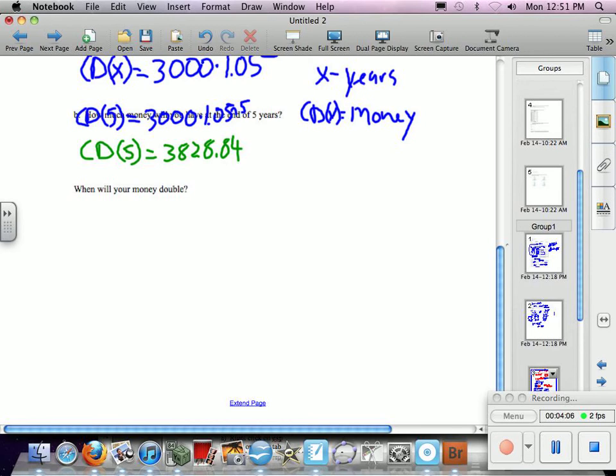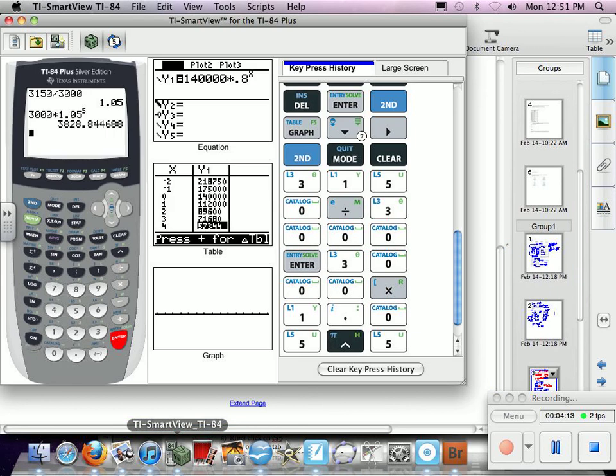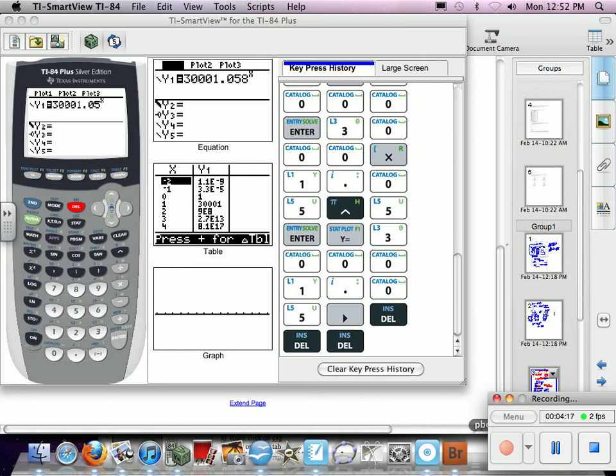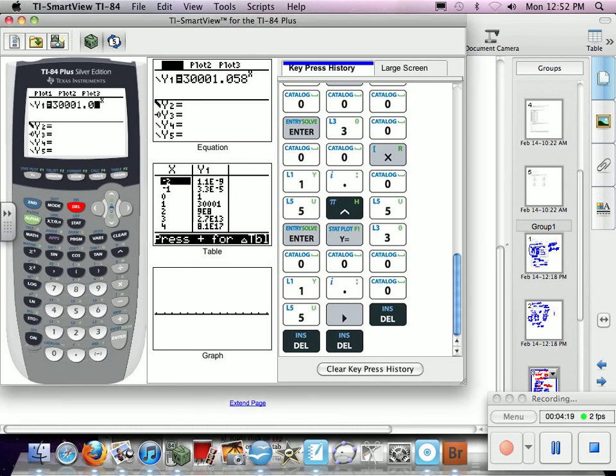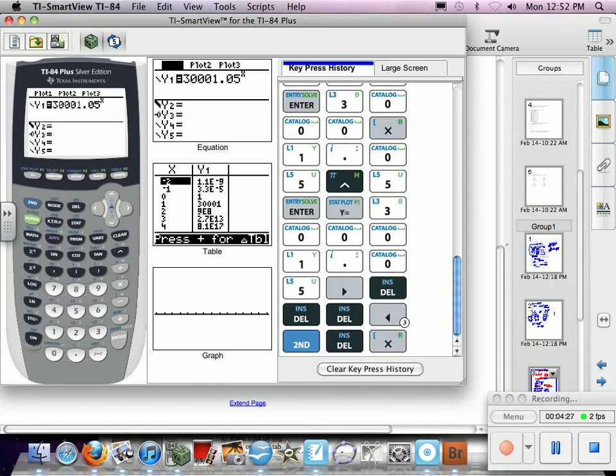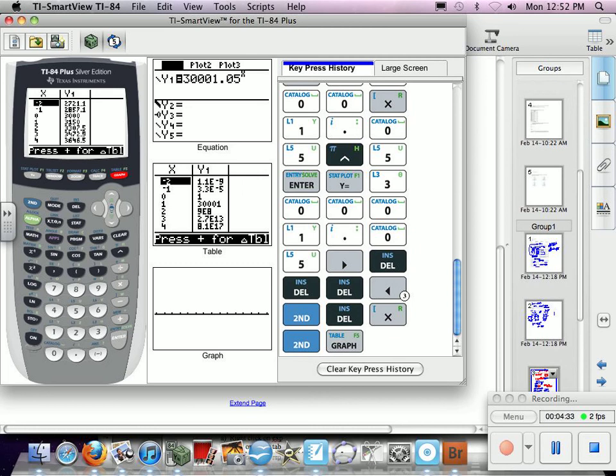Okay. Now when will I double my money? Well, let's look at it. Once again, probably the easiest way is to enter it in the calculator. So I've entered it in my calculator here: 3,000 times 1.05 to the X. And now I'm going to go to my table. I'm going to check and see when that equals.